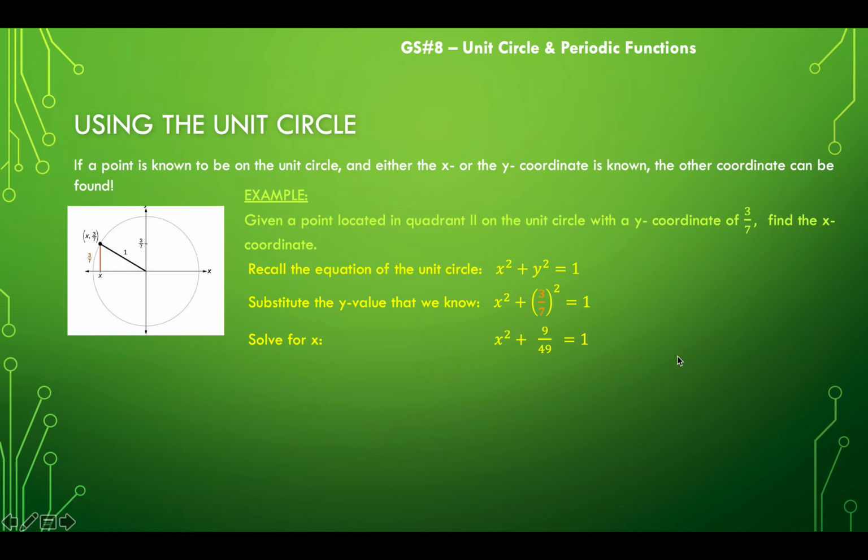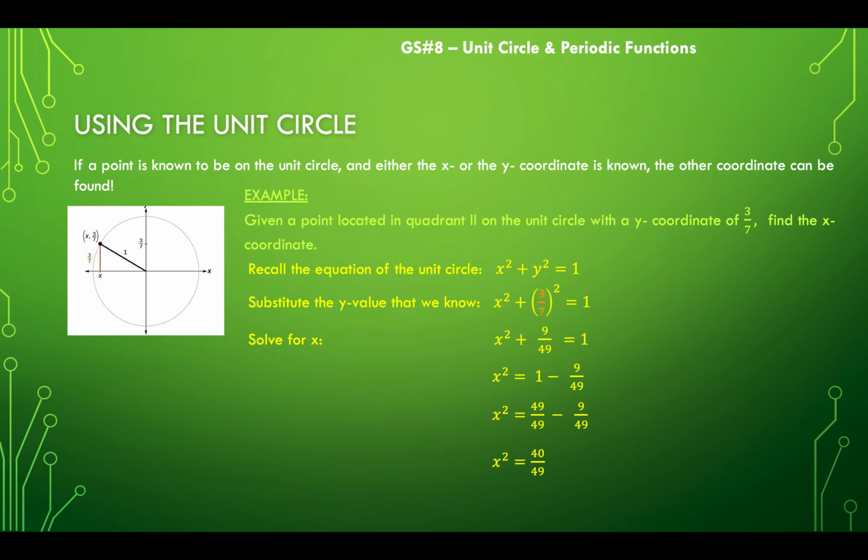We would start by squaring 3/7, which means squaring the numerator of 3 and getting 9, squaring the denominator of 7 and getting 49, and then isolating the x squared by shifting that 9/49 to the other side. Then we would want to combine those constants, the 1 and the negative 9/49. To do that, we need a common denominator. So we would turn this 1 into 49/49, and then subtract the 9/49. We would get a result of 40/49.